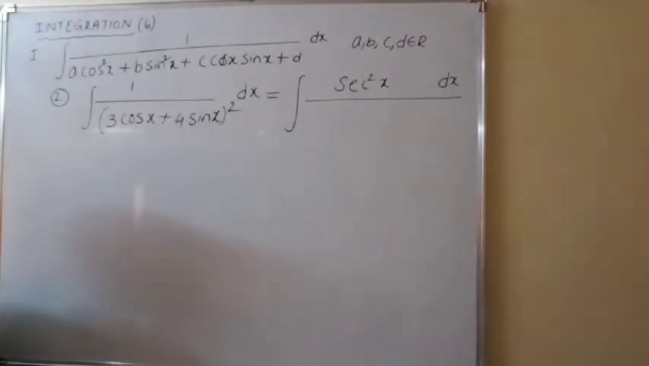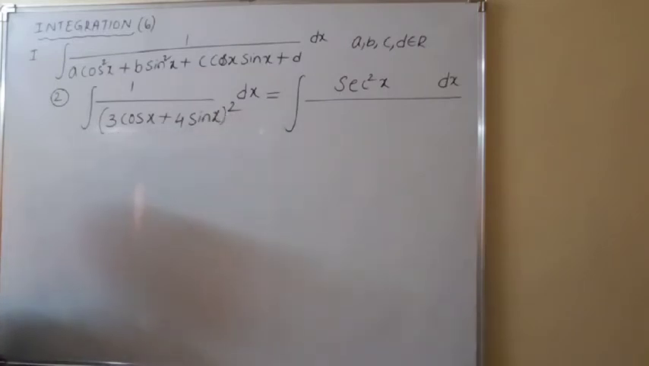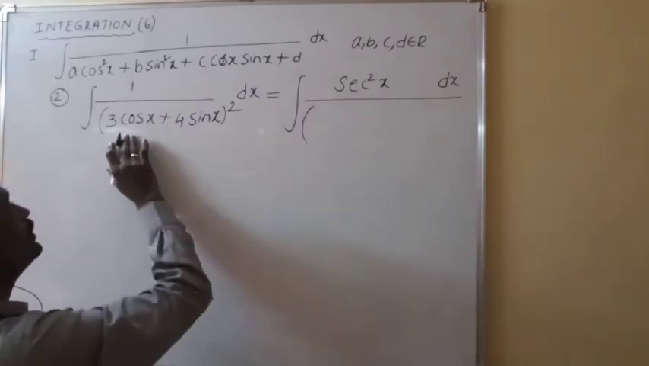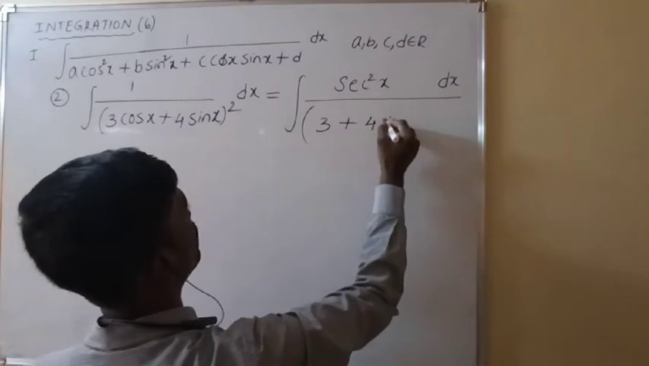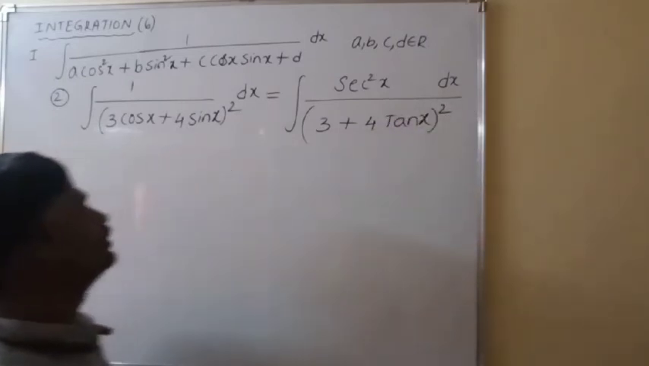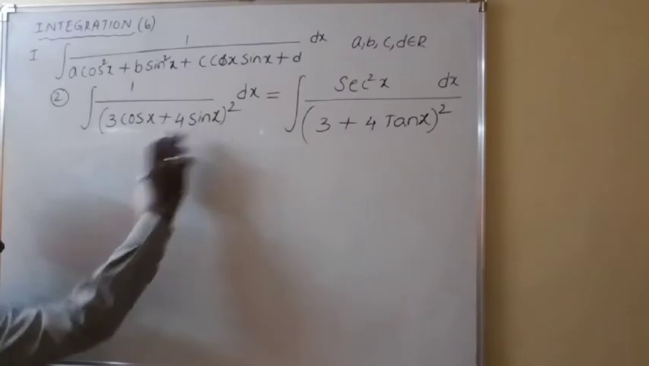Then automatically we are dividing with cos square x, because this function's whole power is square 2. So if I divide with cos square x, what will I get? 3 plus sin x by cos x, that is tan x, whole square. Dividing the denominator by cos square x is the same as dividing by cos x, whatever the factor inside the bracket.